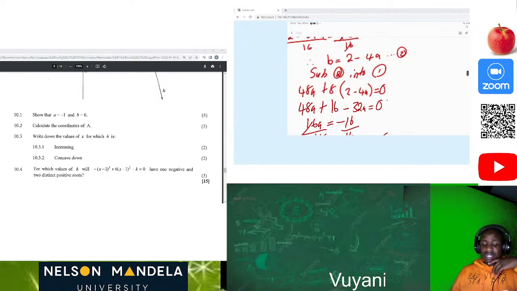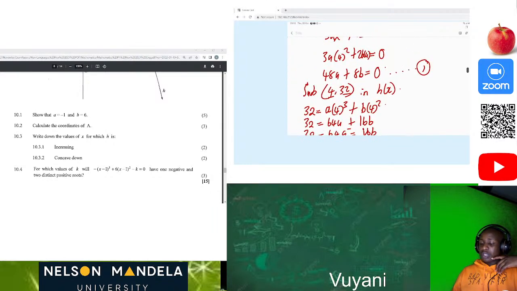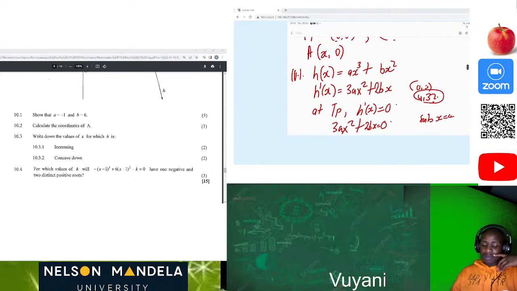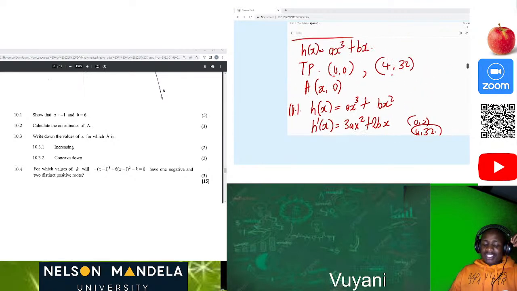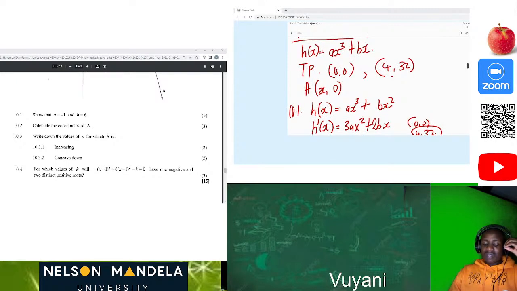So how did we do that? Let me just give you a quick recap. In order for us to determine the value of a and b, we were given initially the function h of x, which is equal to ax cubed plus bx squared, and we are given that we have two turning points. The graph is turning at 0, 0, which is the origin, as well as at 4, 32.